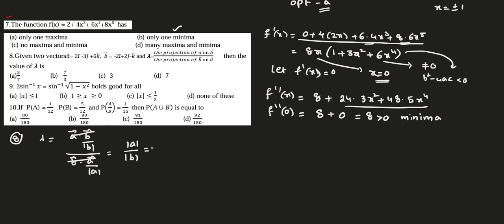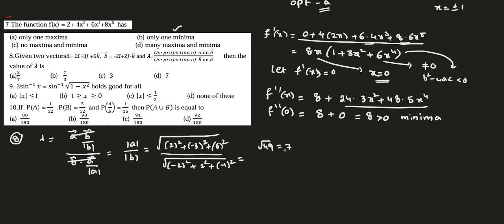So we need to find the magnitude of these vectors. How do you find the magnitude? The respective components squared: 2 squared, minus 3 squared and 6 squared, divided by minus 2 squared, 2 squared and minus 1 squared. So by simplification, 4, 9, 36. So root 49, it is 7, and the denominator root 9, it is 3. So your option B will be the answer. Clear?